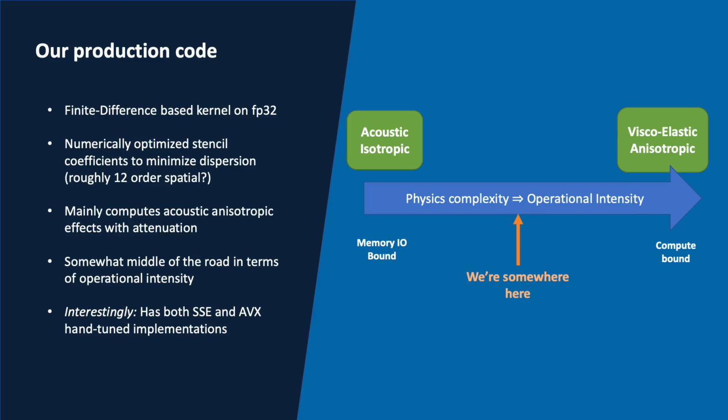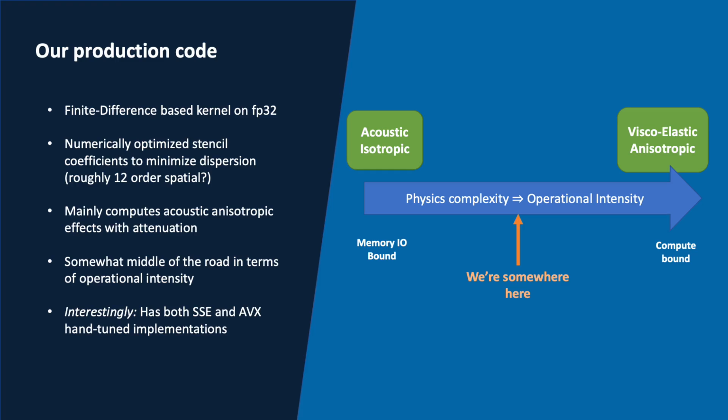So a bit about our production code, finite difference code. It's not finite element, it's finite difference. It works on single precision floating point. It has a numerically optimized stencil to minimize numerical dispersion. It's really difficult to compare it to an actual spatial order, but I think it's probably around 12th order. But it's more compact than a 12th order stencil. The trade-off is that you lose accuracy in some other areas, but that's not usually important.